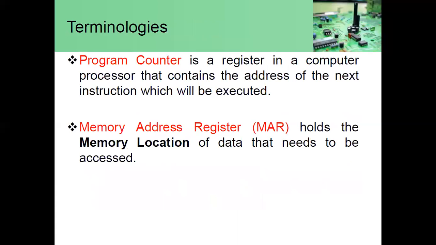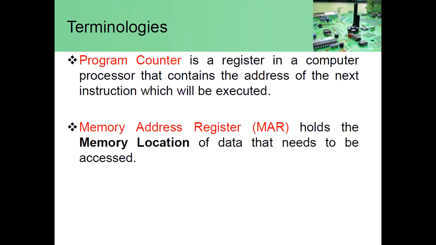What are the terminologies that we have to see while learning the instruction execution cycle? We have to learn about the program counter, because it is one of the important registers in the computer processor that contains the address of the next instruction which will be executed. Like the concept of pointers, similarly there is a program counter. The program counter always points to the address of the next instruction to be executed.